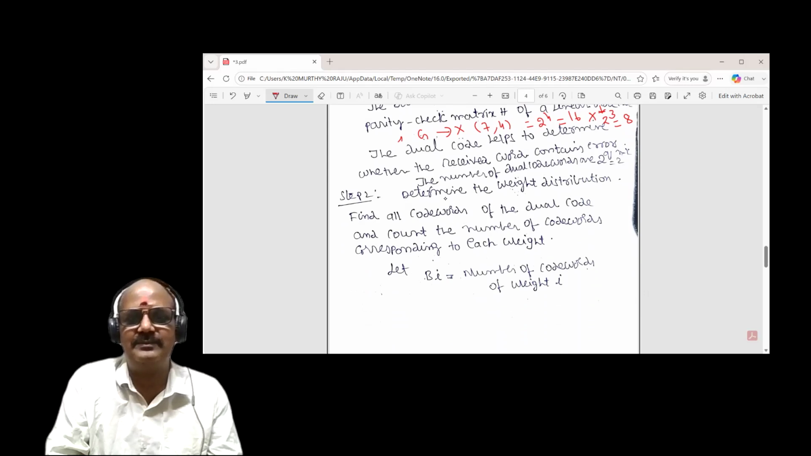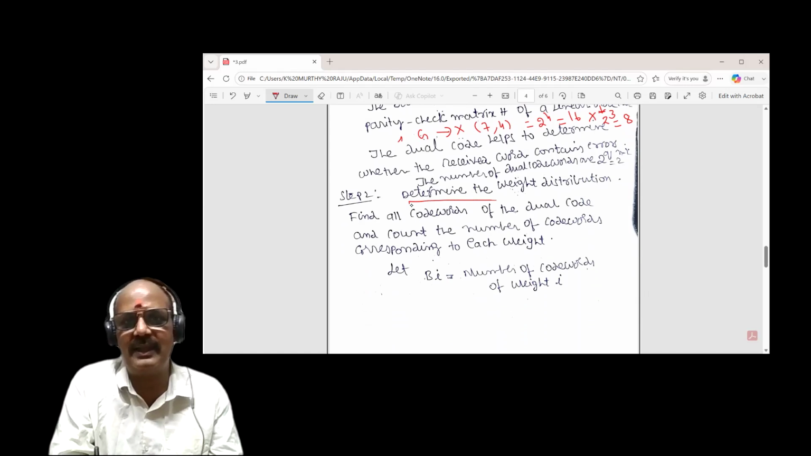The first step is determination of the dual code. The second step is to determine the weight distribution. Find all code words of the dual code. Suppose (7, 4) is the linear block code X. The dual code is represented by X cap. 2 cube, 8 code words are there. These are the 8 code words of the dual code X cap.